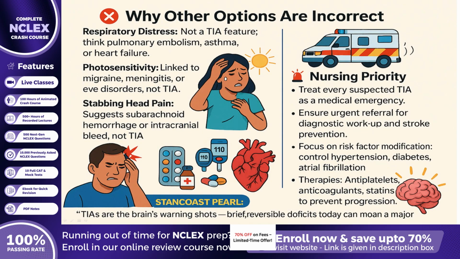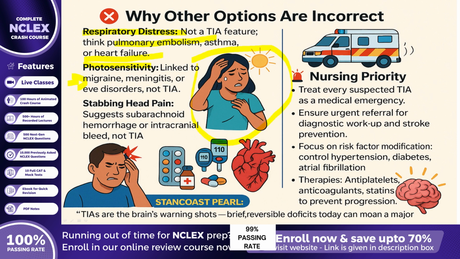Moving to option 2, brief periods of respiratory distress, this is incorrect. Respiratory distress is not a classic manifestation of TIAs. Although brainstem strokes may impair respiratory drive, transient ischemic events usually do not. If sudden respiratory distress is present, the nurse should instead consider conditions such as pulmonary embolism, acute asthma, or decompensated heart failure. Looking at option 3, brief periods of photosensitivity, this is also incorrect.